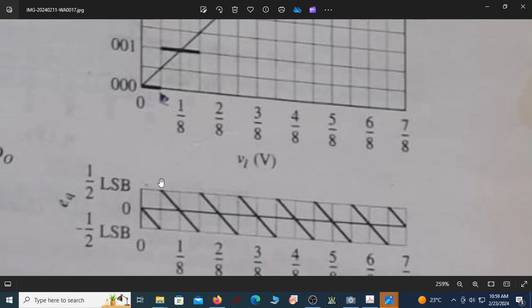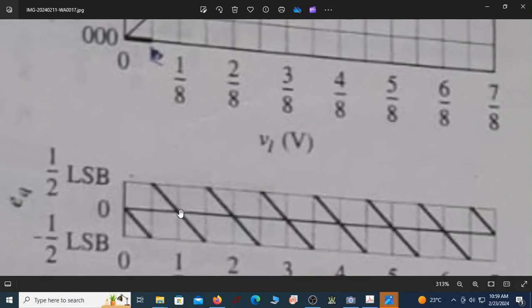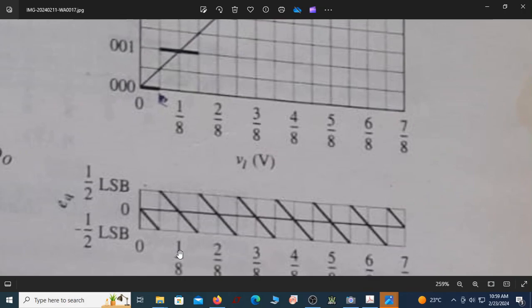So you are committing an error of plus half LSB. When the input is 1 LSB, you are representing it as 0, 0, 1. So that's why there is no error here. You can see at this point there is no error. So at exactly LSB points, the error is 0. You can see it is 0 here, 0 here, 0 here.